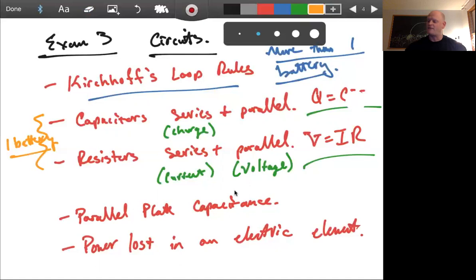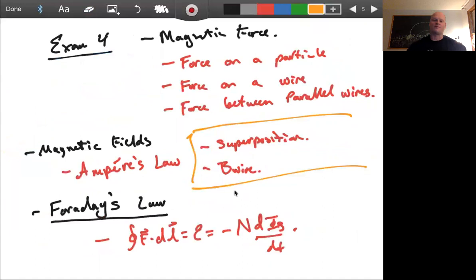I'm going to put these down in a little bracket down in here. And then finally, exam number 4, that's our magnetic one. So magnetic forces: the force on a charged particle, force on a wire, force between parallel wires. For the magnetic fields themselves, we're talking more specifically about Ampere's law. But again, also remember superposition. It's the same superposition as before. And then the magnetic field of a wire. Also here, don't forget about all your different right-hand rules. So I'll write those down in here. Make sure you go over all your right-hand rules. And then finally, Faraday's law.